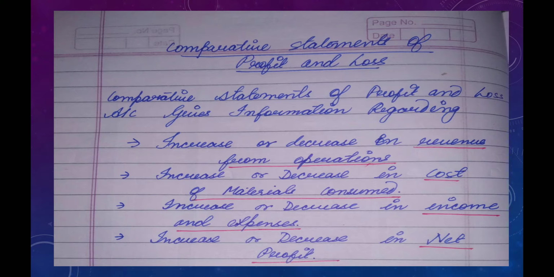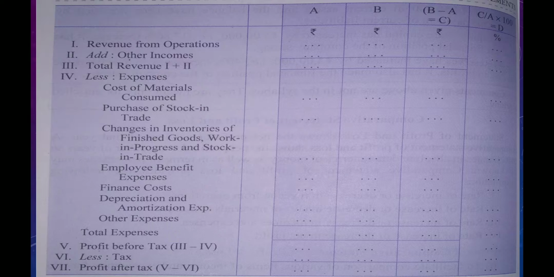Now, comparative statement of profit and loss. Just like the balance sheet, we also make the comparative statement of profit and loss of the company. It helps us to find the increase and decrease in revenue from operations, cost of material consumed, income and expenses, and the net profit increase and decrease. This is the format of the comparative profit and loss statement. It is just like the balance sheet, that is previous year, current year, absolute change and percentage change.